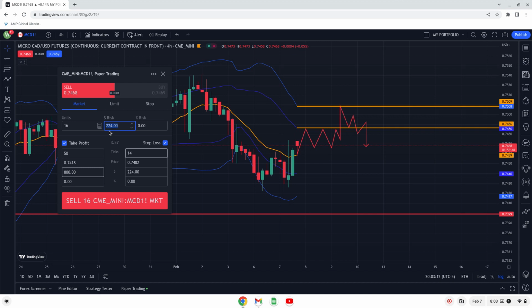That means if the market gets here, guys, this is only the amount of money I will risk. This is the only amount of money that will be taken out of my account. Nothing more than this will come out. All right, letting me know also the units, I bought 16 units, and that's pretty much it. The percentage of risk, it doesn't matter. You don't have to worry about that.